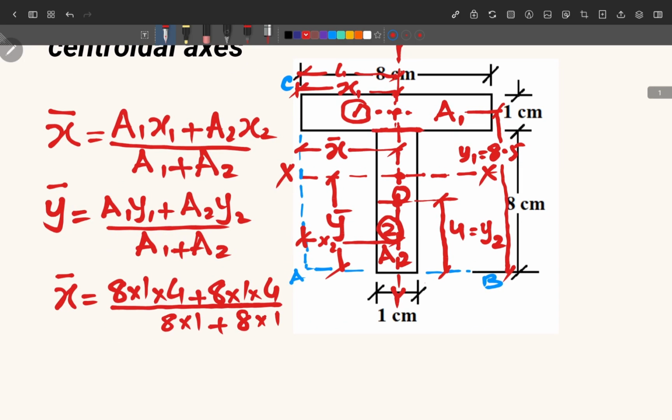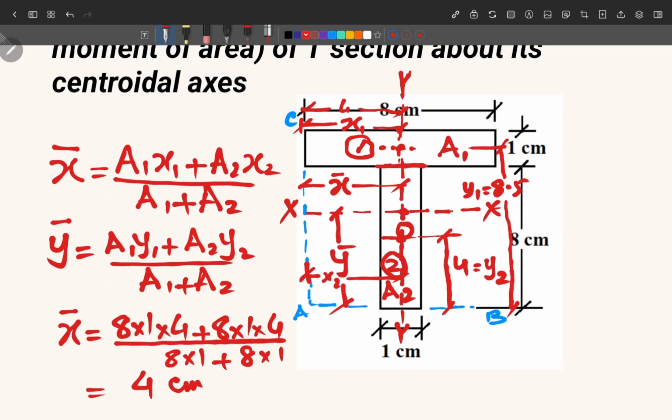So this way we can calculate this value of x bar, which is coming out to be, this cancels, and we get 4 centimeter, right? And this is very obvious. You can see from this figure that this is located at 4 centimeter from the reference line AC.